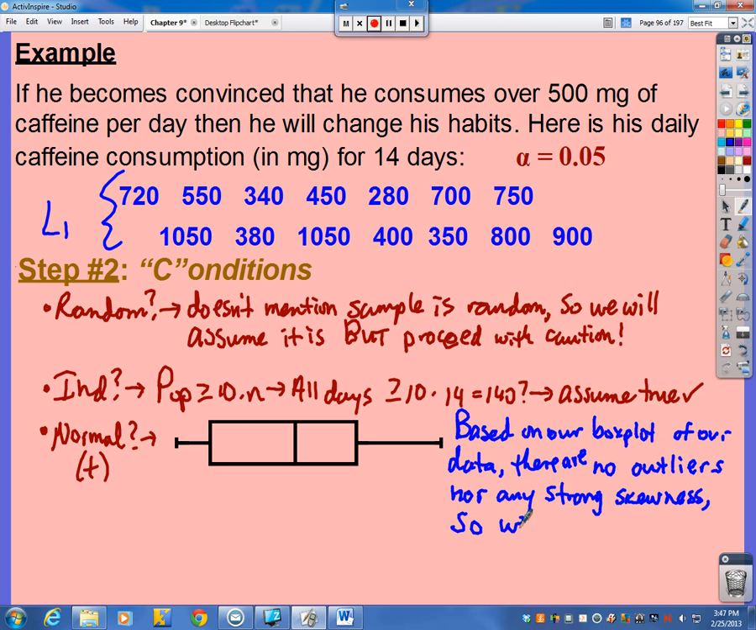So we may assume t procedures. Check. Okay, so there's all of our conditions.